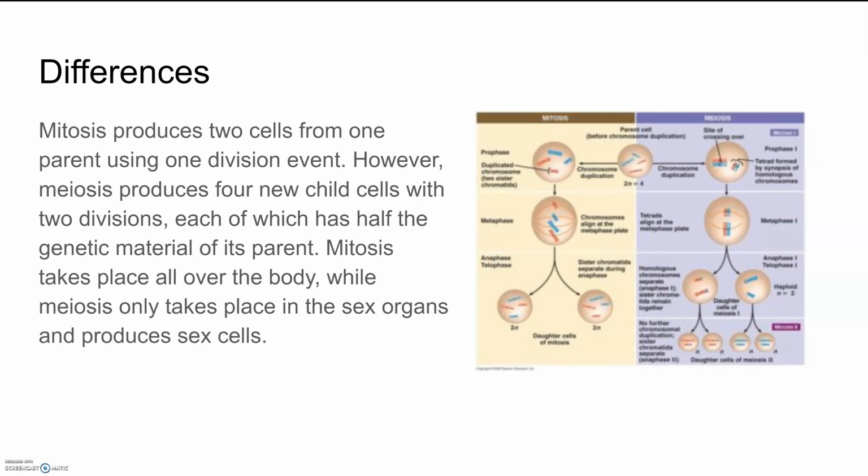Now the differences. Mitosis produces 2 cells from one parent using 1 division event. However, meiosis produces 4 new child cells with 2 divisions, each of which has half the genetic material of its parent. Mitosis takes place all over the body, while meiosis only takes place in the sex organs and only produces sex cells.